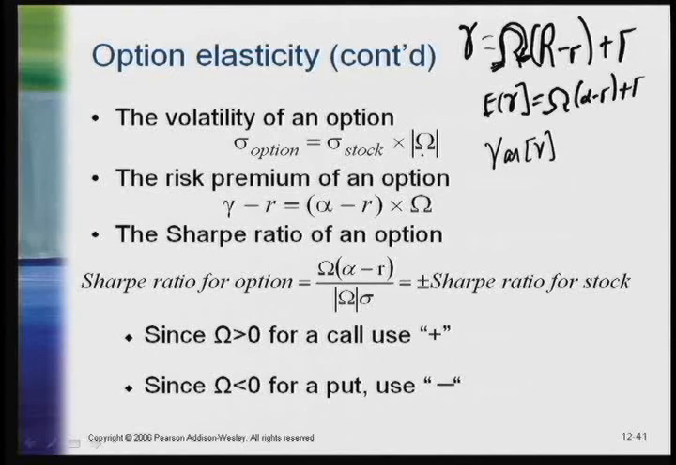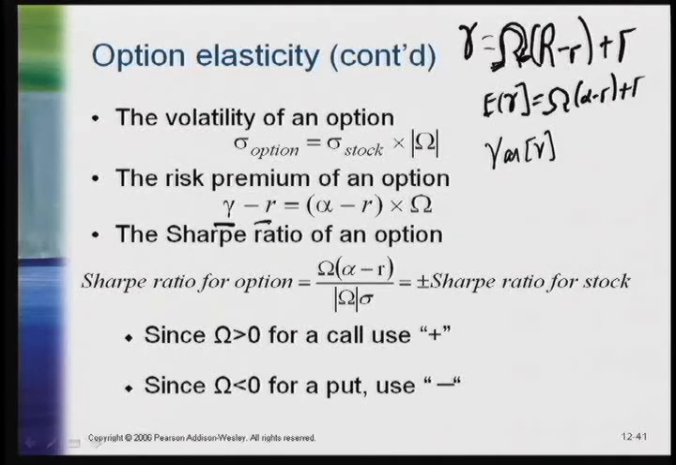The risk premium is, again, easy to calculate. Remember the definition of risk premium. It's simply the return minus the risk-free rate. Using that formula, the risk premium of an option is omega times the risk premium on the stock.